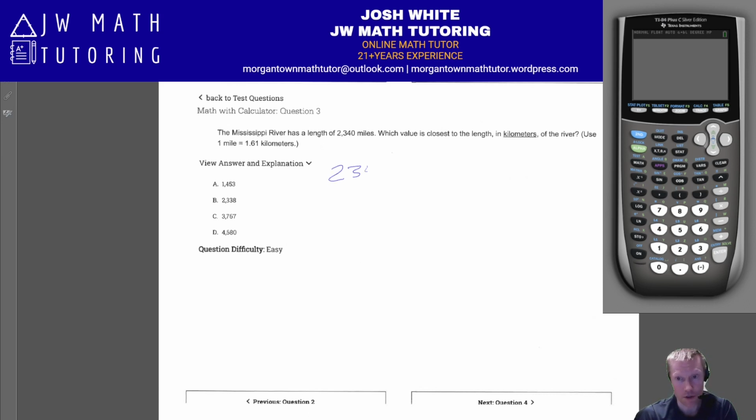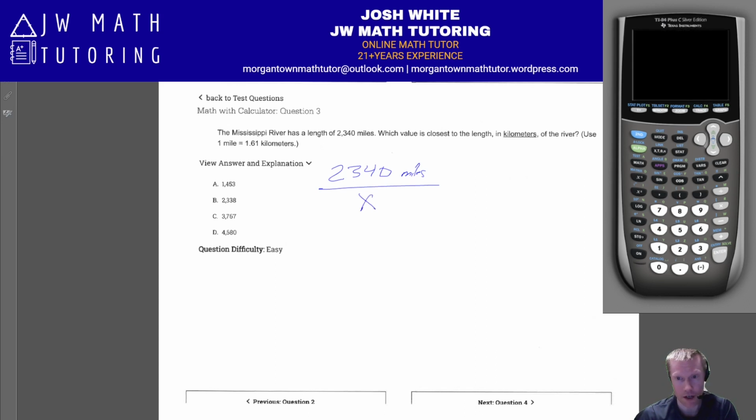So I would put 2340, and that's miles, on the top of one fraction. And the number of kilometers that it's equal to, I'm going to put x on the bottom. And then I'm going to set that equal to the conversion factor that you're given here, which is 1 mile. And I will put that on top because miles have to be in the same corresponding position. So top left, top right. And then the kilometers would go in the bottom, since again, we want them in the same position. So bottom left, bottom right.